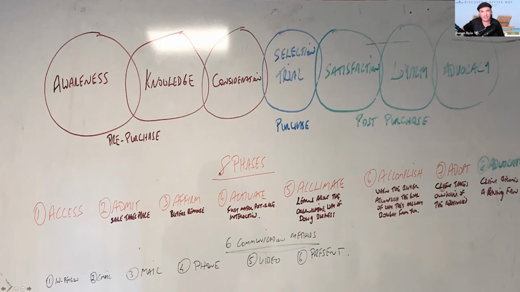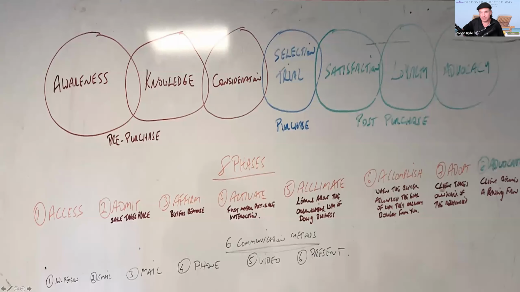So there's a book on this that I recommend highly, and it's by Joey Coleman, and it's called Never Lose a Customer Again. Really good book, and he explains this process in his 8 steps as to what you're trying to achieve, and how you can use the different communication methods of in-person, email, mail, phone, video, and a present to achieve these. So if you haven't read that book yet, I strongly recommend it.